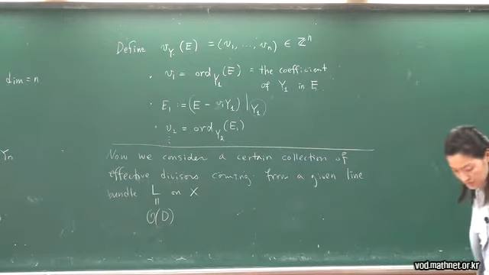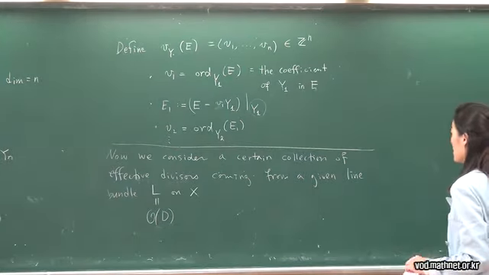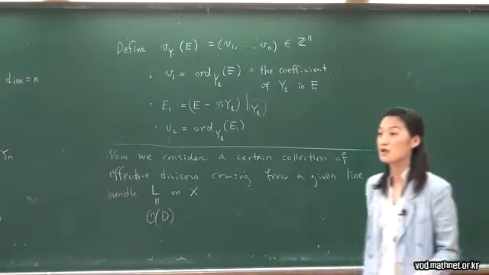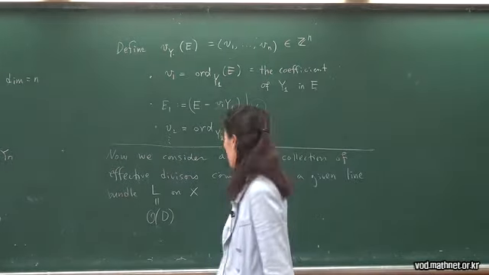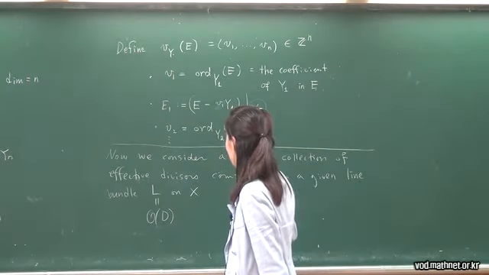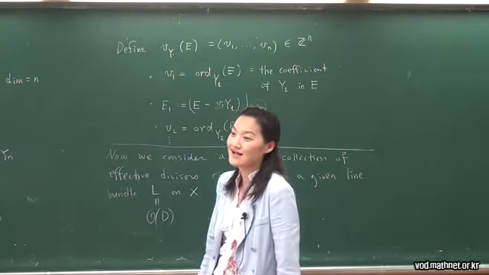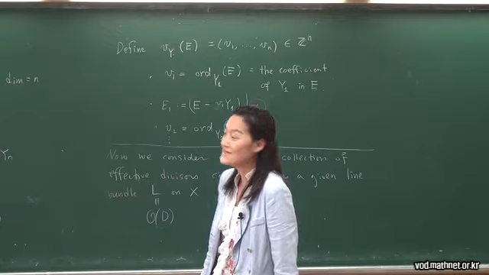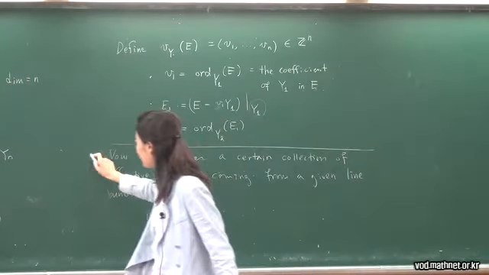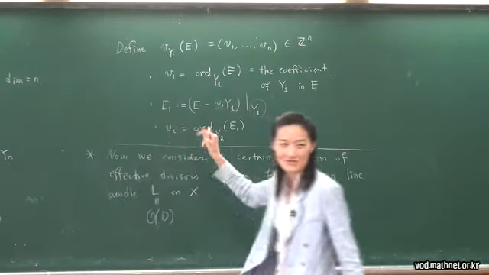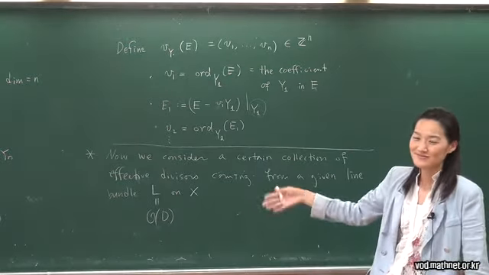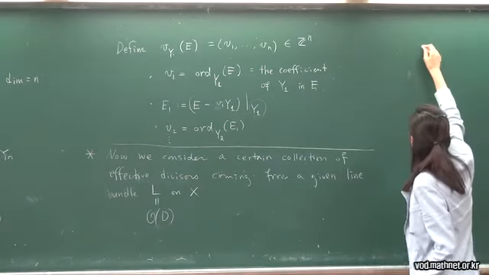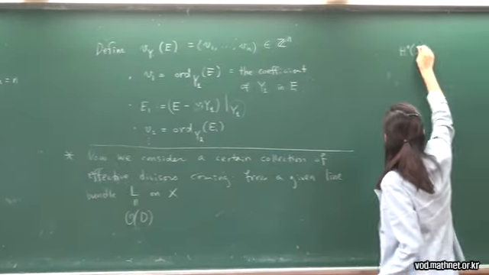Okay, so what do we do? An effective divisor coming from a given line bundle. That means you have a line bundle, and then you consider this divisor as the zero set of a certain section. Yes, this is just a rough outline of what I will do. So what we do is, line bundle, you consider this.